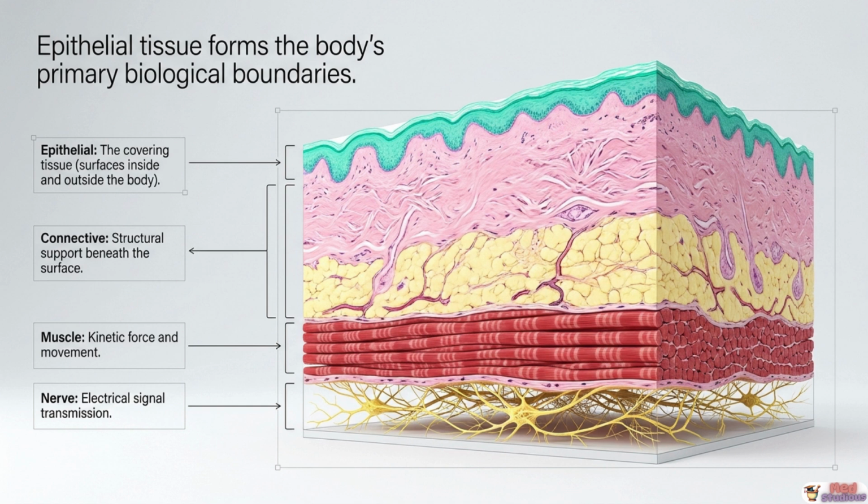Now, here is the key defining feature of all epithelial tissue. It is avascular, meaning it has no direct blood supply of its own. It receives its nutrients by diffusion from the connective tissue lying just beneath it. Epithelial tissue also acts as the body's gatekeeper, controlling what passes in and out. It protects against mechanical damage, infection, and fluid loss, while simultaneously enabling selective absorption, secretion, and exchange. In short, epithelium is the body's interface with the world.